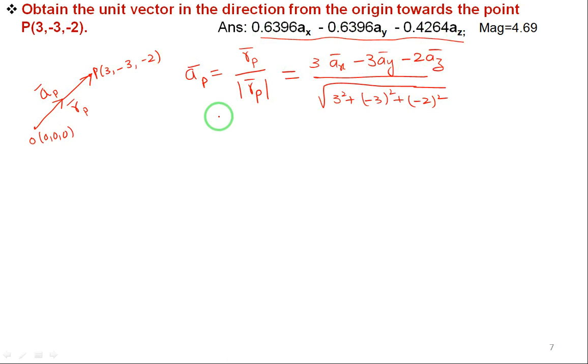Is it fine? This is the unit vector in the direction from origin towards the point P. Is it fine? Okay. If I calculate the magnitude below in the denominator, I will get 4.69. I have written that also, no need. If you want, you can calculate. Okay, fine. I hope you understood this.